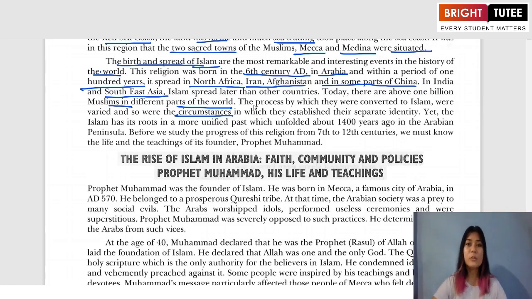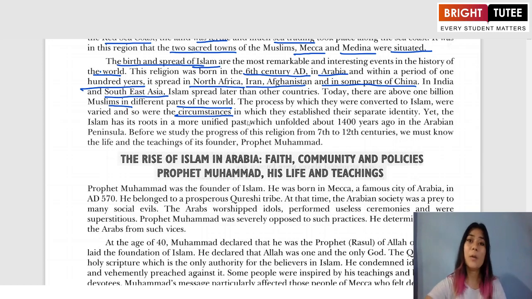So although Islam spread to different corners of the world, how it was spread, how it was accepted by people, and how people converted from their old faith to this new faith is different for different regions and different parts of the world. That is what we are going to learn in this chapter: how the religious faith began, how it was spread, and how it continued to spread.